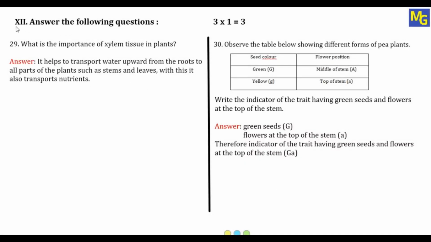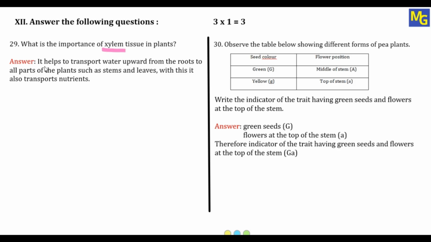Now the next section, that is question number 17. Answer the following questions. And here we have to answer again 3 questions. Each carries 1 mark, so total marks we will get 3. Question number 29 will start. What is the importance of xylem tissue in the plants? As we know, complex tissue we have 2, that is, one is xylem and one is phloem. So here the question is, we have to write down the importance of xylem.